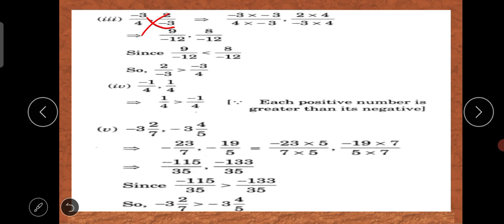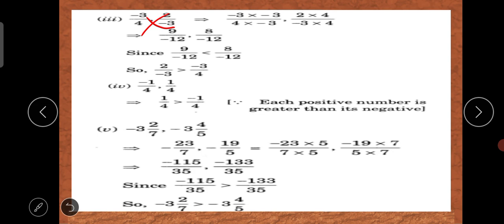Now when we compare 9 and 8, both are positive integers. So we find that 9 is greater than 8. So the answer is 2 upon minus 3 is greater than minus 3 upon 4.